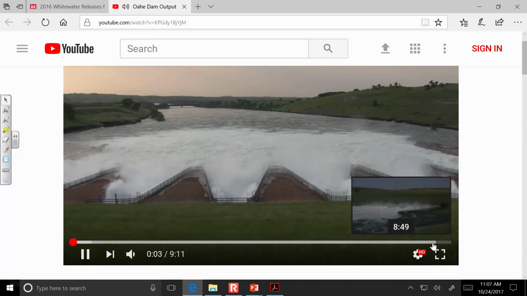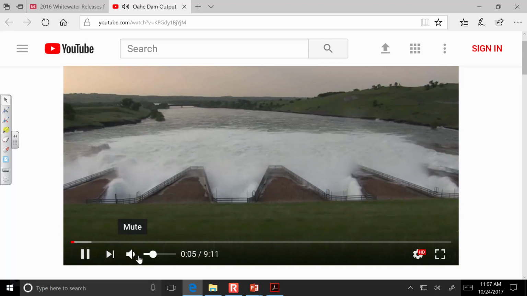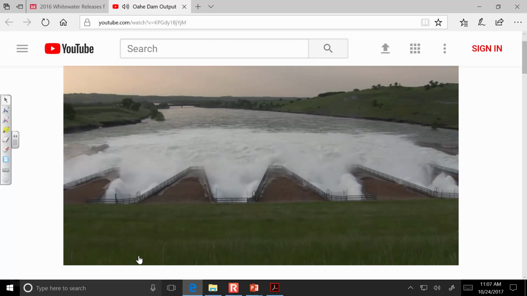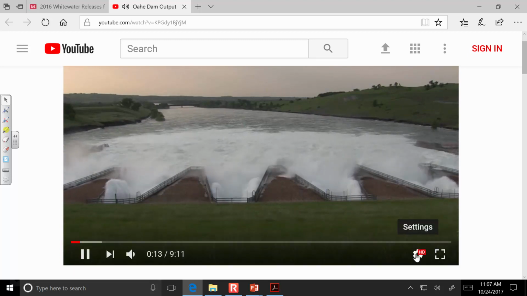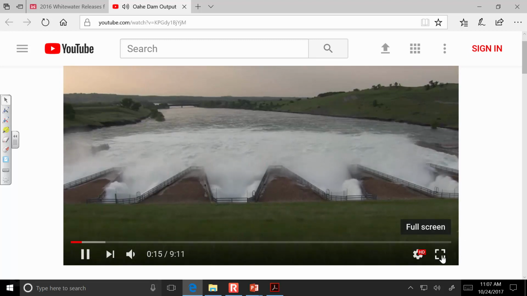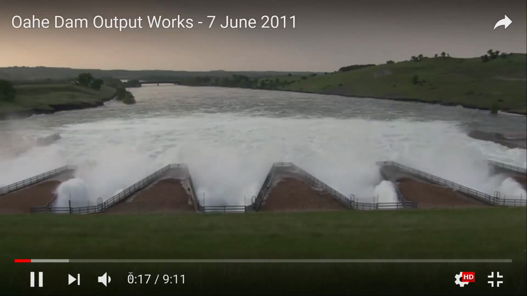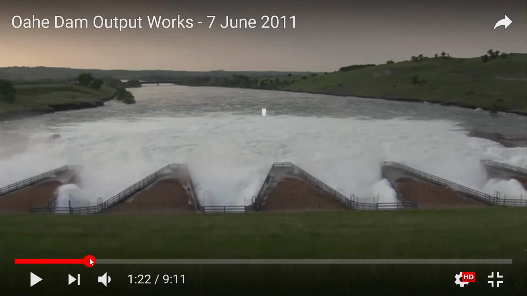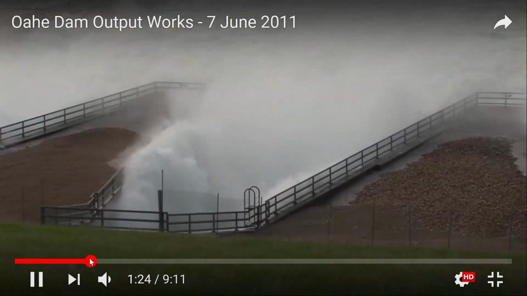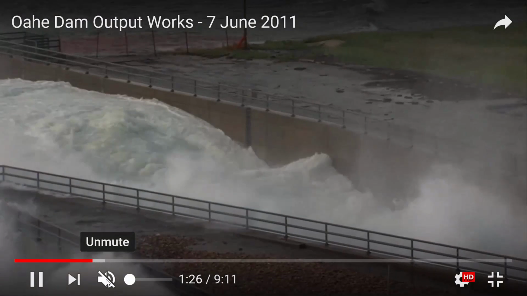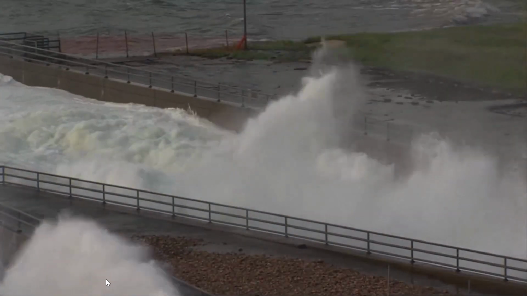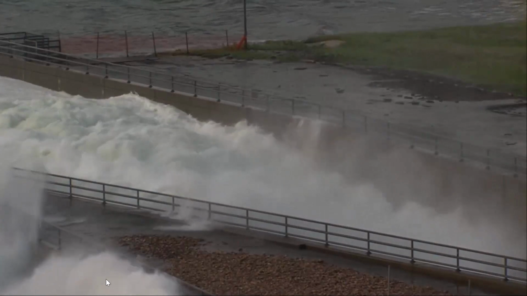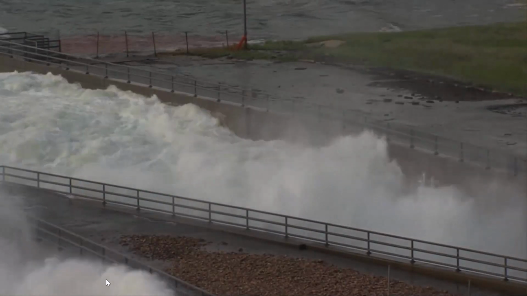Here is a view of the event itself. That's kind of pretty, right? So we get a view from different angles, and you get a sense for how much energy is being dissipated there. That's a lot of turbulence.